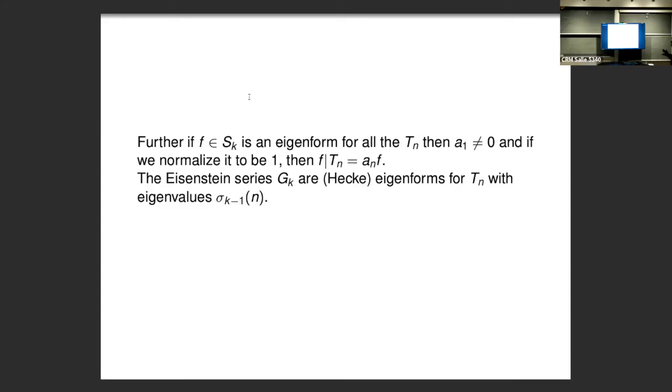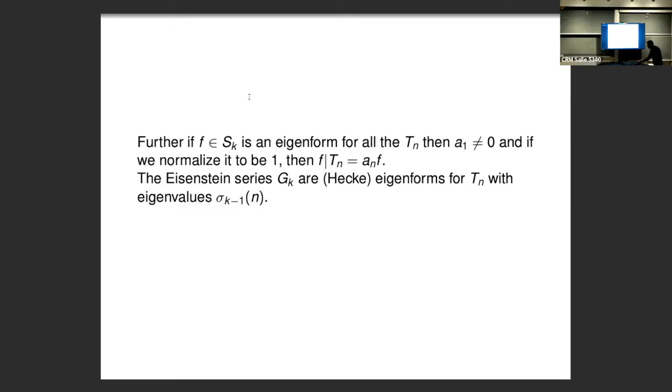And because these operators can be diagonalized, there is a basis of eigenforms for these operators. On the space of cusp forms, these operators preserve the space of cusp forms. They act upon the total space of modular forms, and the Eisenstein series I wrote down are Hecke eigenforms for Tn, and the eigenvalues are exactly this simple arithmetical function, the sum of d to the k minus 1, where d divides n. So this is the story of modular forms and Hecke operators.